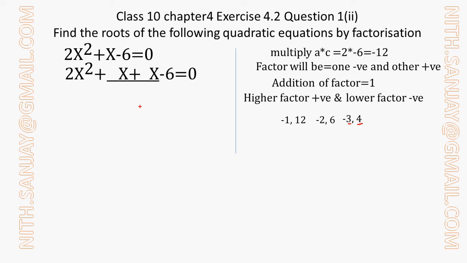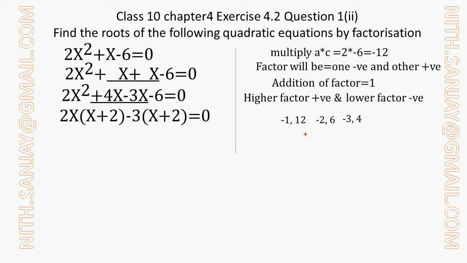So what I will do is put these numbers here. I will put 4 here and minus 3 here. Why? Because when I put 4 here, I can take something common from these two, since there is something common between 2 and 4. If I put minus 3 here, then I can take something common from minus 3 and minus 6. So I have done it like this: 2x square as it is, plus 4x, then minus 3x, minus 6 is equal to 0.